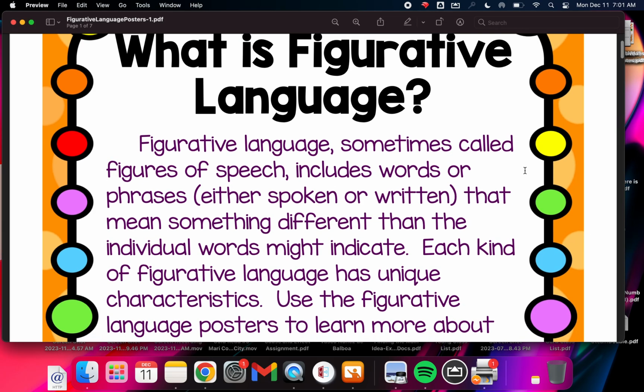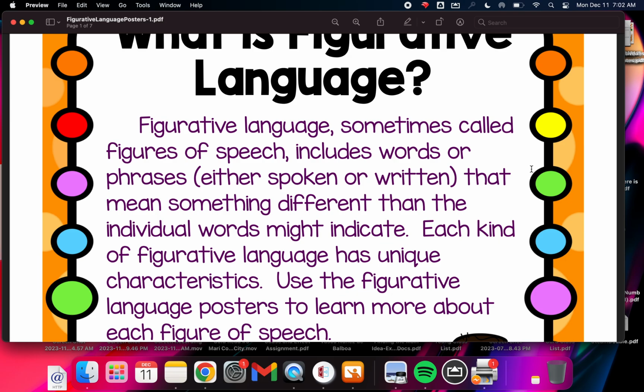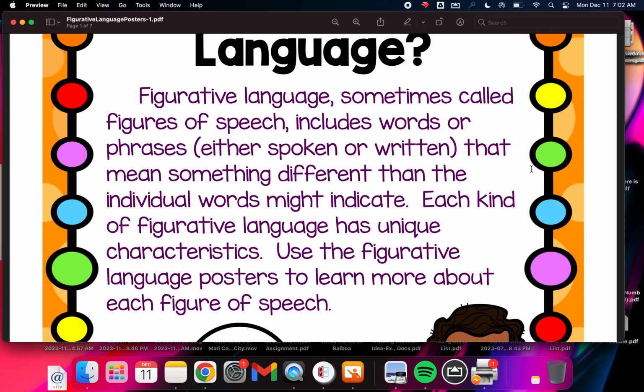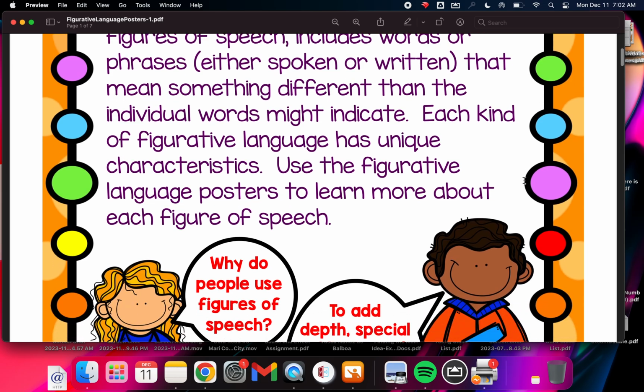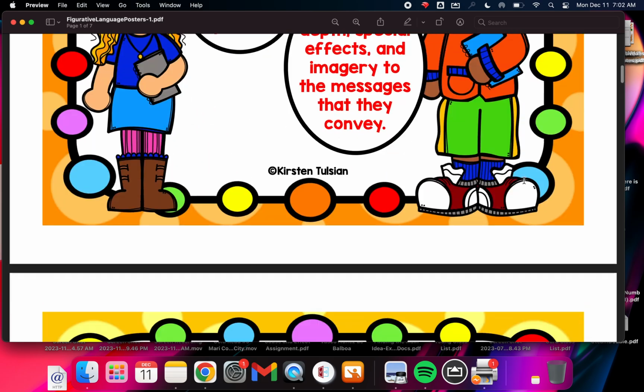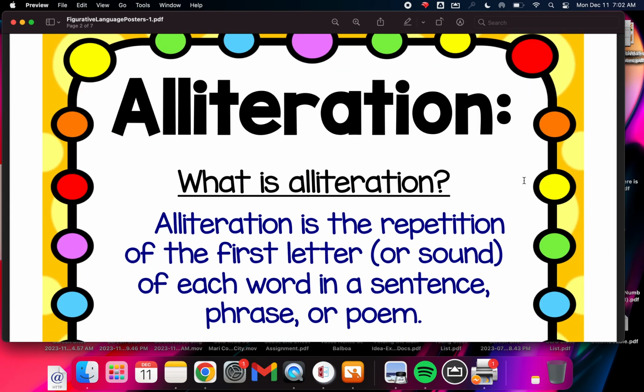So first off, what is figurative language? Figurative language is sometimes also called figures of speech, and this includes words or phrases that you say, or we're going to be mostly focused on things that are written, that mean something different than the individual words might indicate. Each kind of figurative language has unique characteristics. Use the figurative language posters here. We're going to look at each of these different types, starting with something called alliteration.